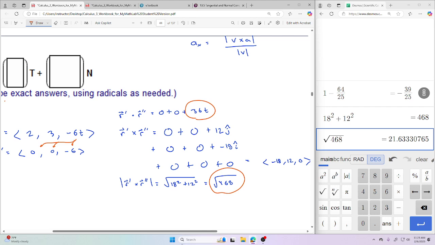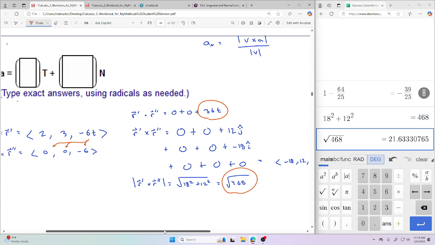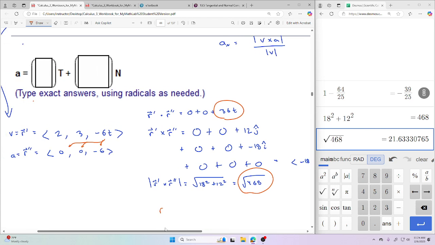I think the only thing left is that magnitude of v, which they both hold in common. So I'm looking for magnitude of r prime, square root of the squares. So 4, 9, and 36. Yep, t squared. Yes, magnitude.